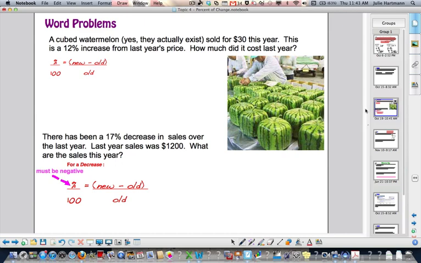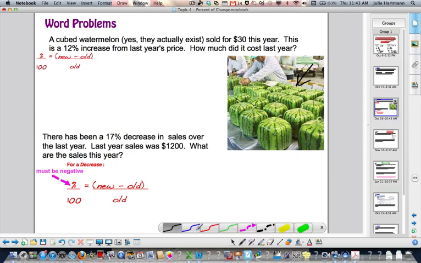Word problems. So a cubed watermelon, yes, they do actually exist. Here's the picture right here. Looks kind of funny. They sold for $30 this year. This is a 12% increase from last year's price. How much did it cost last year? You can do this directly with that percent over 100 equals new minus old over old because it is a percent increase. However, I'm going to show you a separate way.